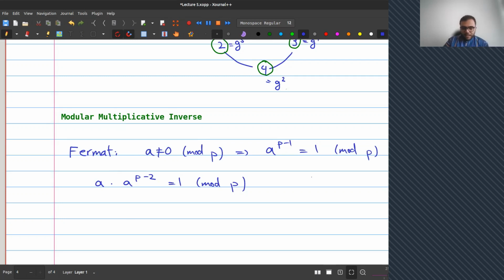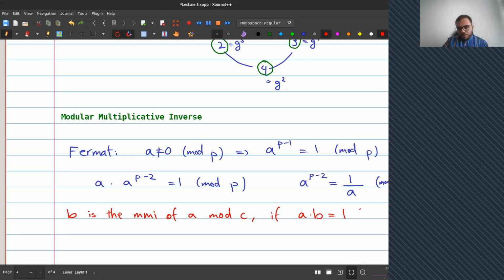Because intuitively, if I want to write it very intuitively, the idea is that A to the power of P minus two has the same role as one over A when we're doing our calculations modulo. Okay, and this is called a modular multiplicative inverse. So to give you a definition, I would say that B is the modular multiplicative inverse of A modulo some number, let's say modulo C, if A times B is equal to one mod C. So basically, instead of B, I would generally write this as A inverse.